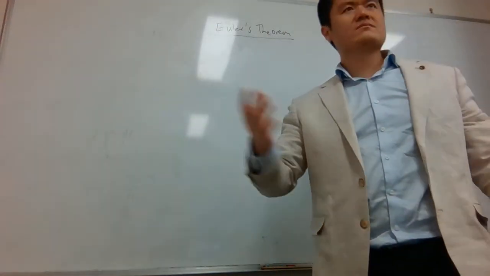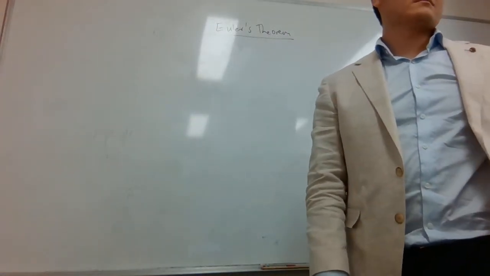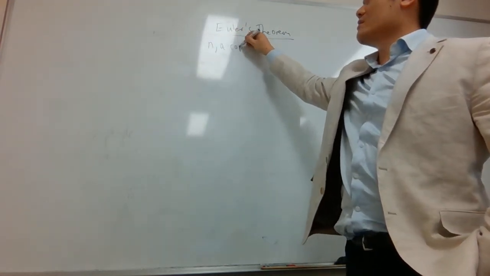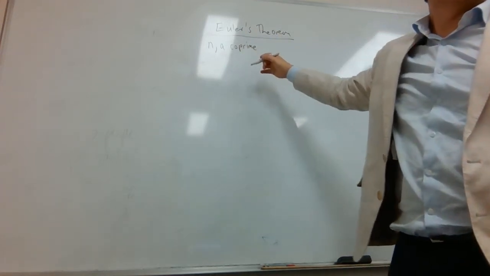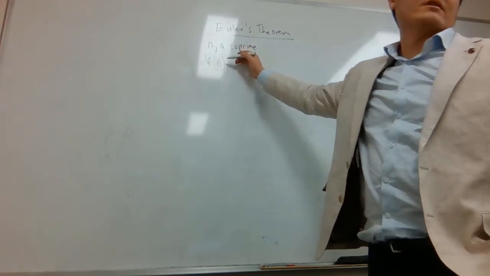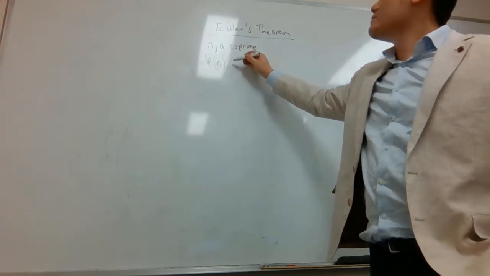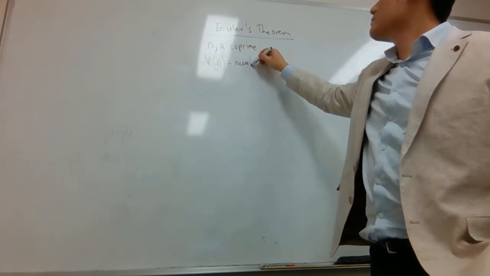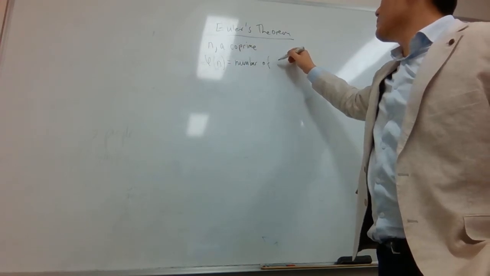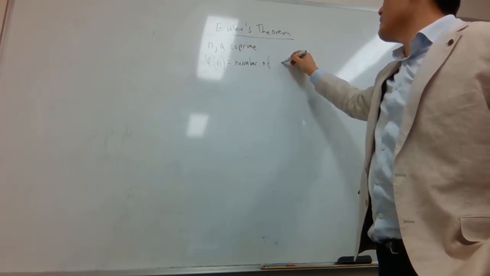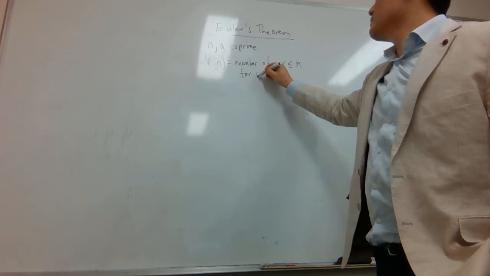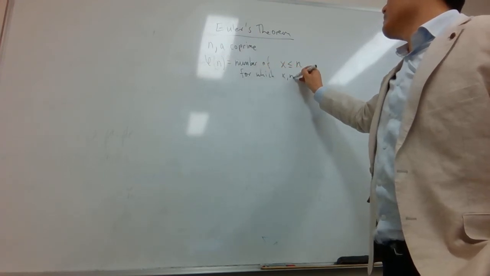Do you guys know about Euler's theorem? What is Euler's theorem? Okay, so if you have n and a co-prime, and then phi of n is the number of things which are co-prime to n, the number of x less than n for which x and n are co-prime.